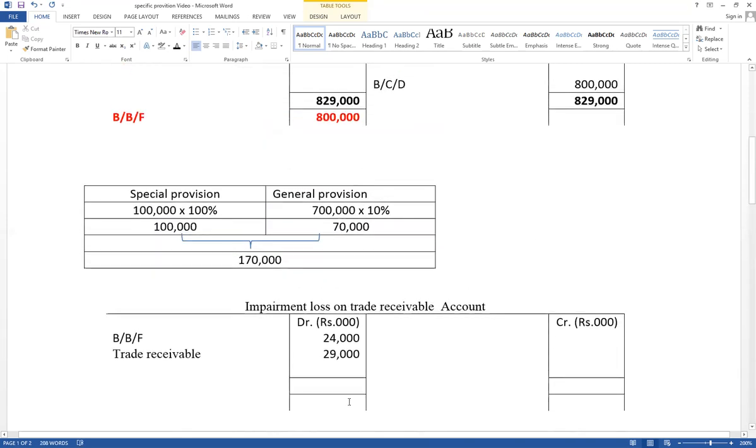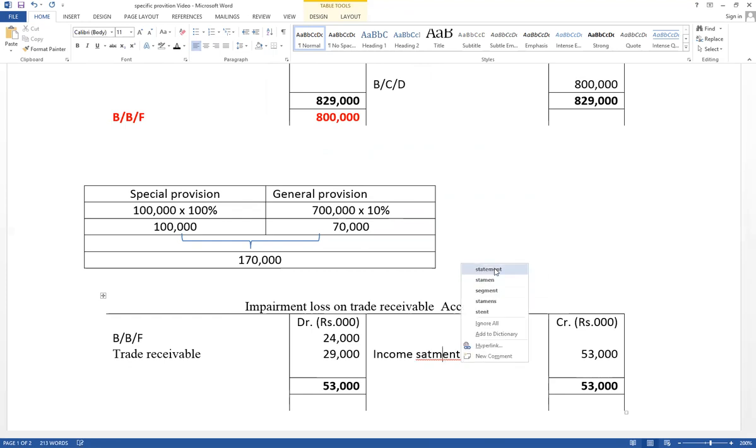Therefore, this one should be closed now. Take the debit side total amounts. Debit side total amount equals 53,000. Take that value credit side. Therefore, this is a closing entry. Therefore, the difference value equals 53,000 as an income statement. Not carried down. Income statement. That is the meaning of a closing entry.